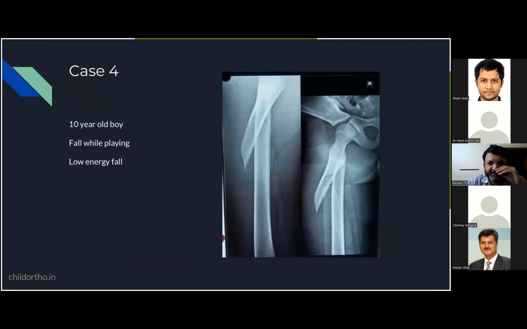So what about this? This is a very proximal fracture. It's kind of a long oblique or a spiral.